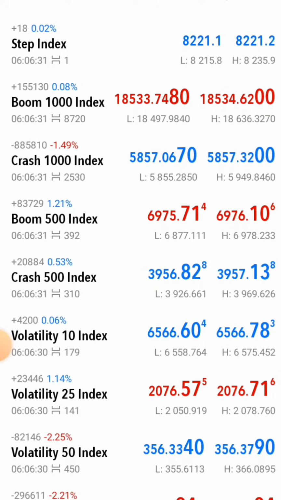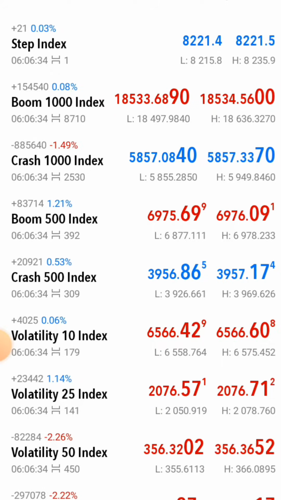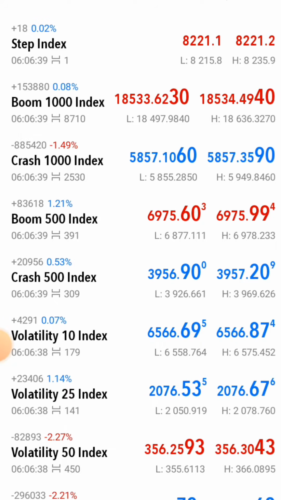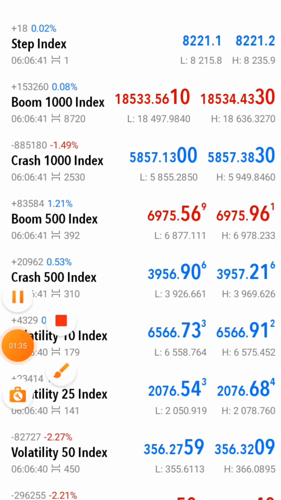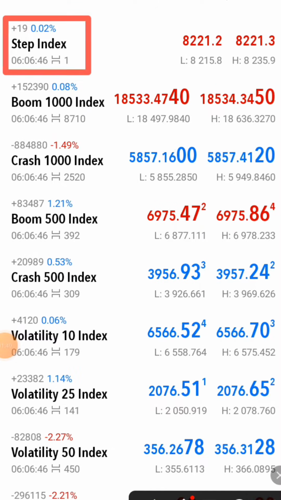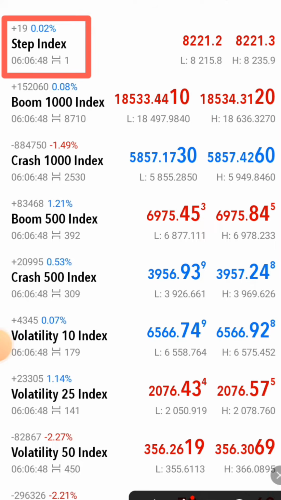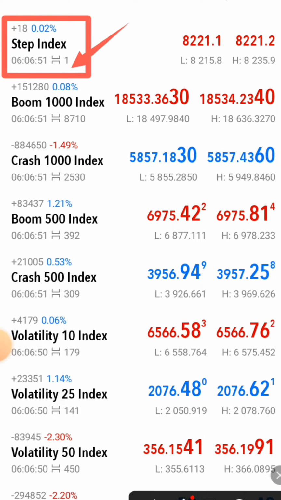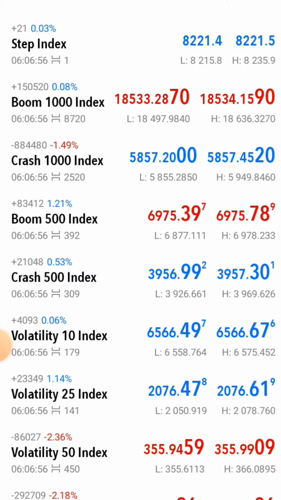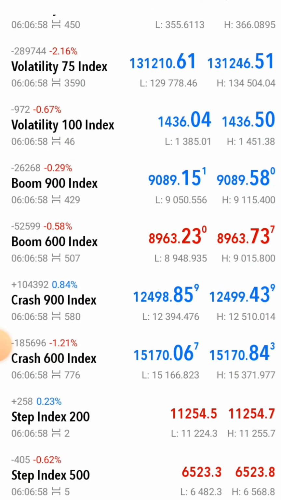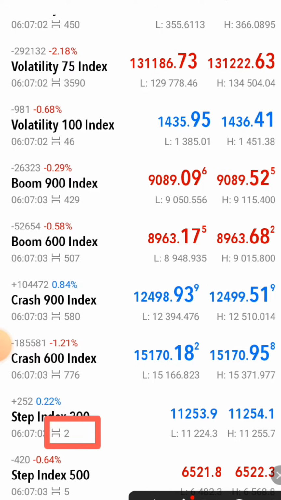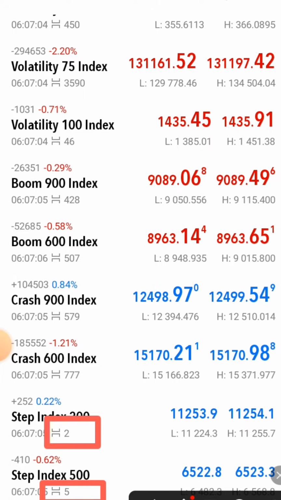All right, now if you check the normal, or will I say the formal volatility, you will notice something. The step index, the first step index that we have, which is this one I have up there, if you check the number, the only number you have there is just this, which is the 1. Now when you check the current step index, you will see something a little bit different. Look at this thing. This is what you see here, 2, and this one now is 5.